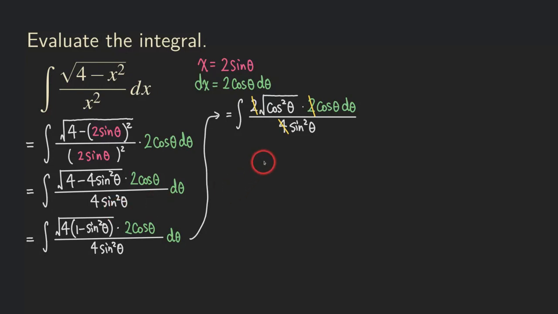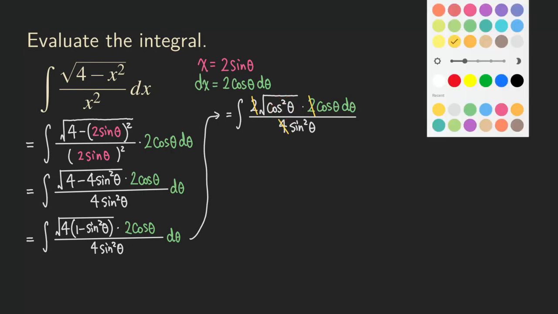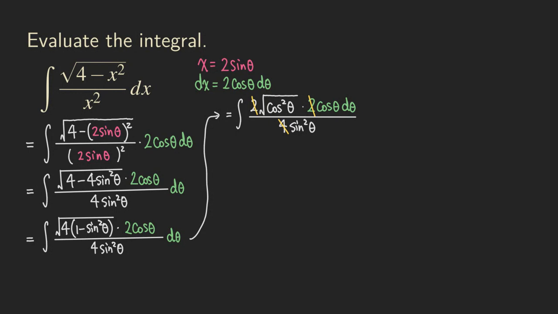And then all we need to do now is to worry about the square root of cosine squared theta. And then when we remove that, let's just think about this. This square root of cosine squared theta actually is the absolute value of cosine theta here. And now when we define this x equals 2 sine theta, we are actually also defining the sine inverse at the same time.